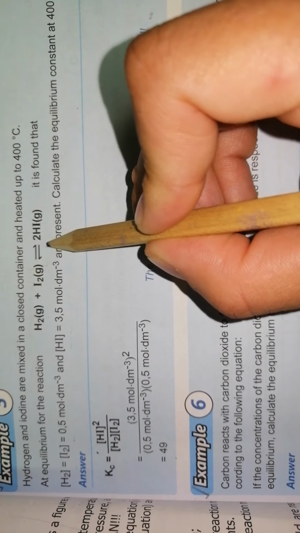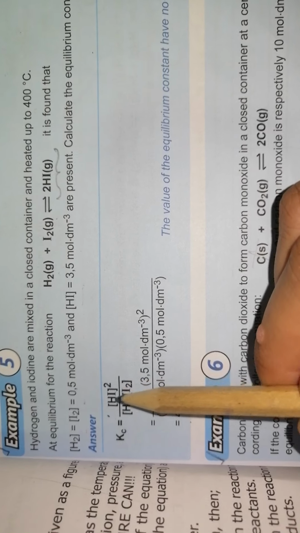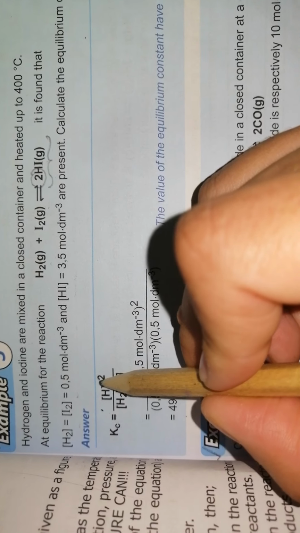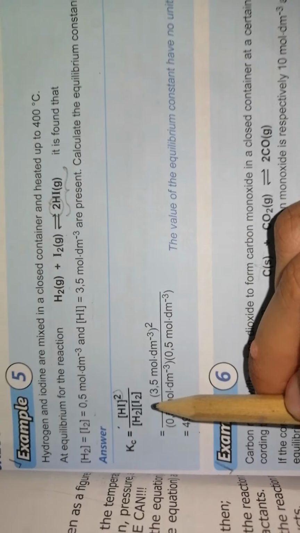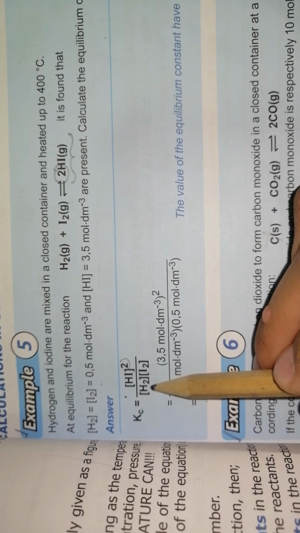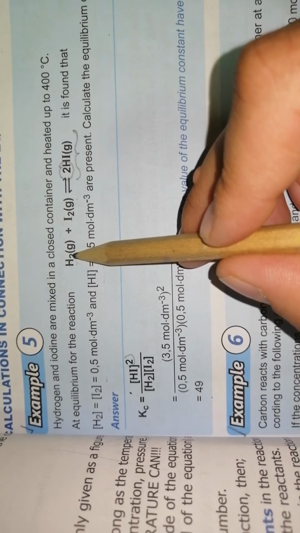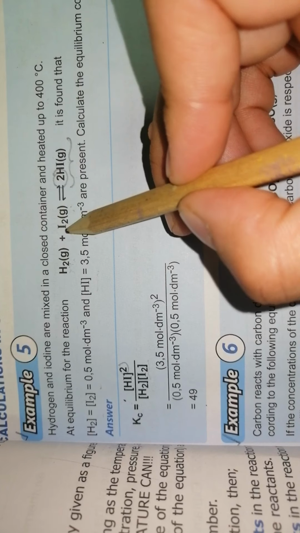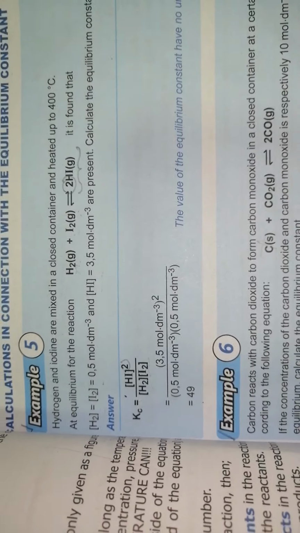So this is the product HI. So you're going to say HI in square brackets. Then HI has a coefficient of 2, so you're going to square it here. Then you're going to divide it by the concentration of reactants. So here you have H2, you're going to put it in square brackets. There is no coefficient, so we will just ignore that. And you're going to multiply it by I2 in square brackets, which also has a coefficient of 1, so you just leave it as 1.